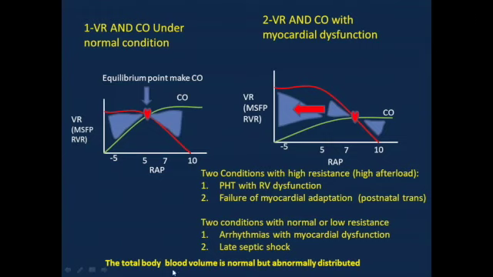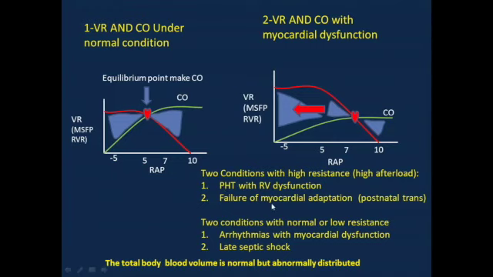In this condition, the total body blood volume is normal, but abnormally distributed. So the overall volume of blood in the body should not be affected, but it is not distributed and not properly pushed through the heart. In this condition, you don't have to give a lot of fluids; what you need is just to correct the physiology. You have to decrease the pulmonary vascular resistance by a pulmonary vasodilator, number one.